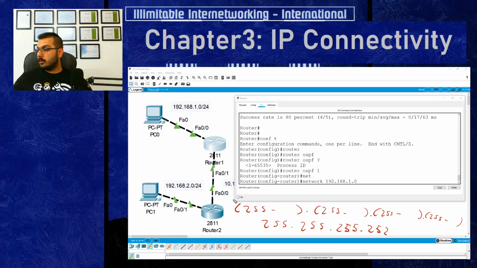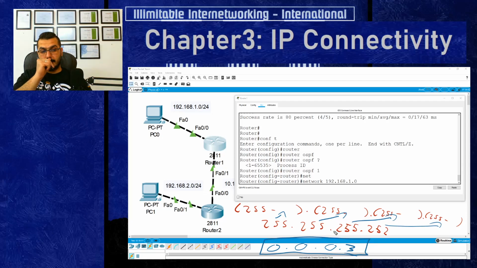So the result will be, the dark blue is better. Okay, the result will be this one in here, this one in here, this one the third, this one the fourth. It will be 0.0.0.3, because 255 minus 252 is 3. This is the wildcard mask to advertise a subnet that has /30. Okay, so this is all the big deal of wildcard mask, and that's it.